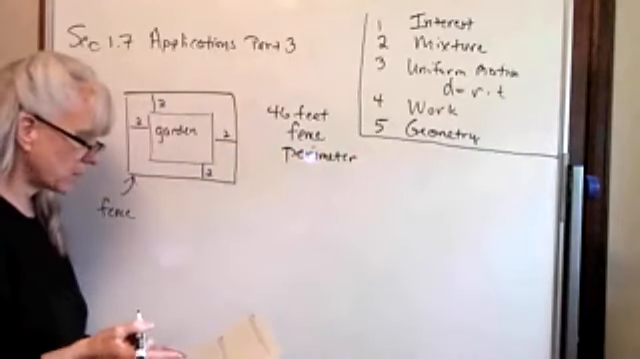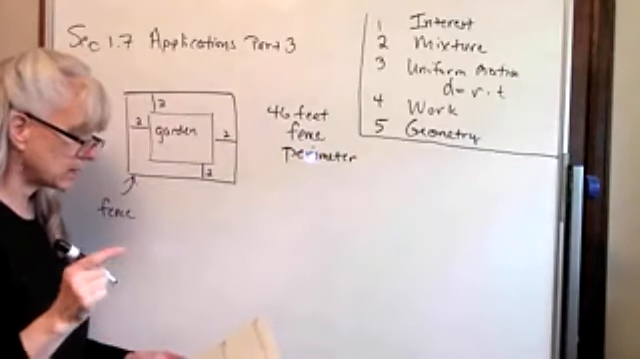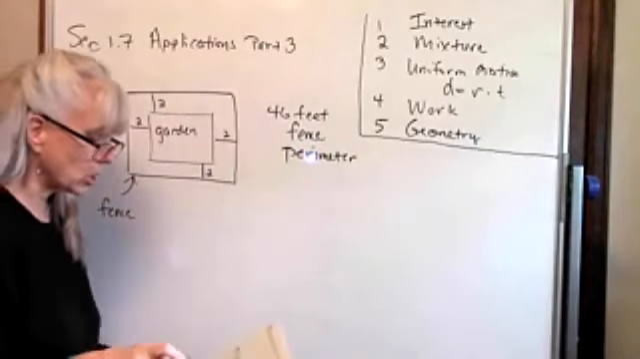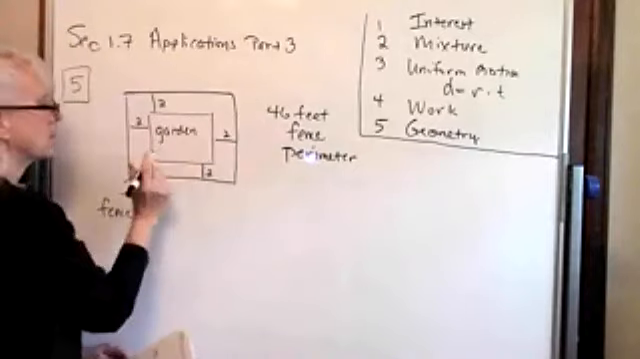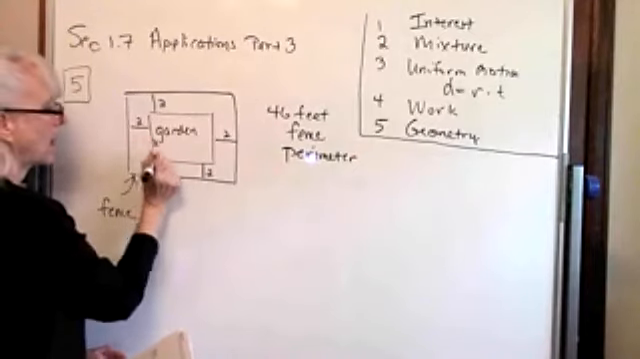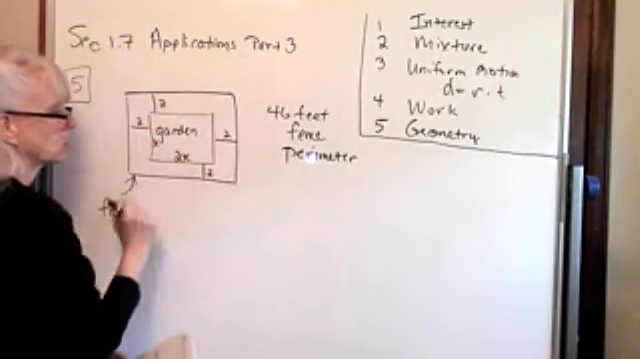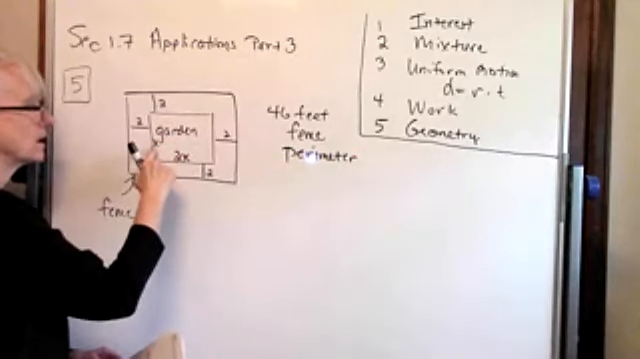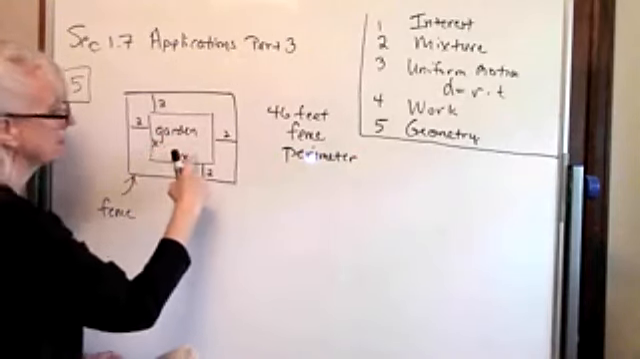The other piece of information we know is that the length is going to be twice the width. That's the garden. So on the inside of this, if this is the width x, then this is going to be twice that, or 2x. So the garden itself, if I call the width x, then the length is going to be twice that.